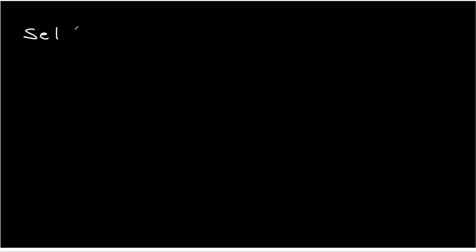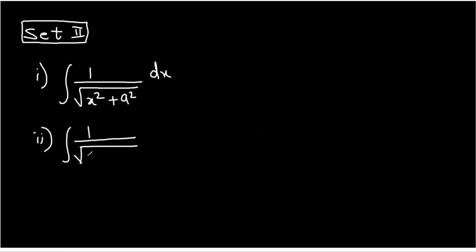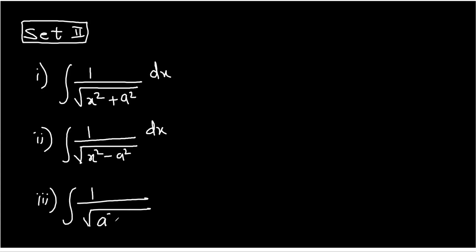Then we had set 2 results. In set 2 results, the first one was integral 1 over square root. What's the difference here? Now we have x square plus a square inside a square root. So 1 over square root x square plus a square. Second is 1 over square root x square minus a square dx. And third is integral 1 over square root a square minus x square dx.